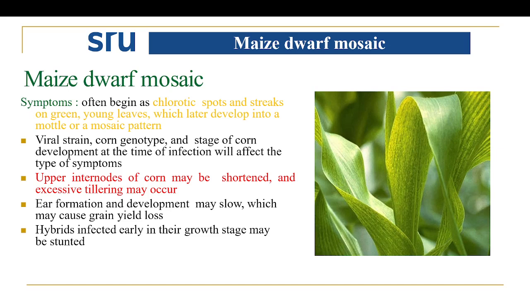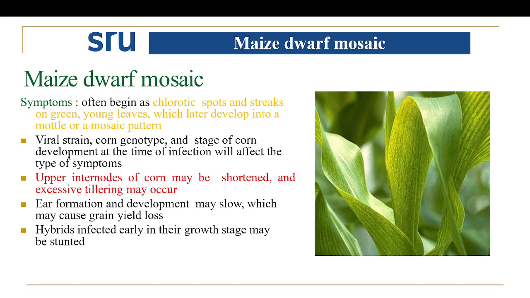Coming to important viral diseases in maize, the first one is maize dwarf mosaic. Coming to the major symptoms, the symptoms often begin as chlorotic spots and streaks on green young leaves, which later develop into a mottle or mosaic pattern. The viral strain, the corn genotype, and the stage of corn development at the time of infection will affect the different types of symptoms. The upper internodes of the corn may be shortened and excessive tillering may occur.